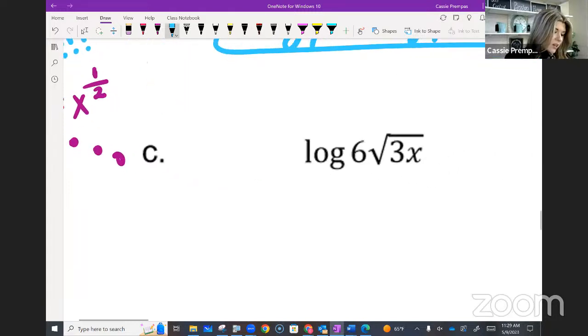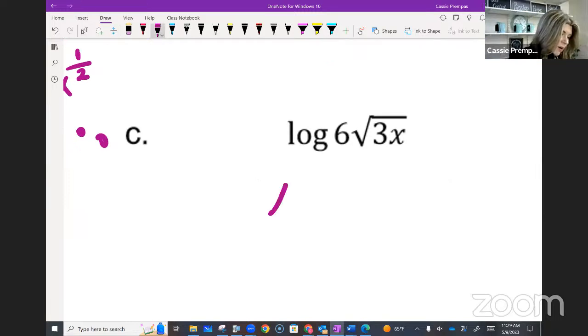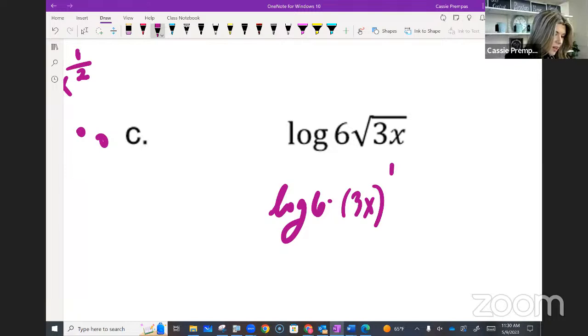So if I'm looking at this, I'm going to rewrite this as a power. This would be log of 6 times... you don't see the times there. If you want to put the times in, you can. You guys have been in algebra long enough. You know if the numbers are next to each other, it means times. But that's important for the product property. So I have 6 times, and then I'm going to take 3x and look at the fact that that's raised to the 1/2 power.